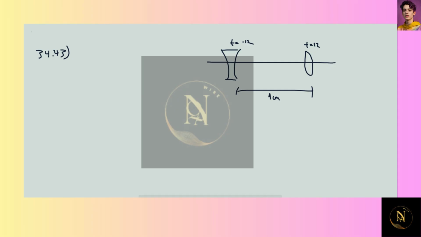Okay, so we're doing chapter 34, problem 43 here. We have two lenses with focal length of magnitudes 12 centimeters. It says the first is diverging and the second is converging. So this is how I drew it here.